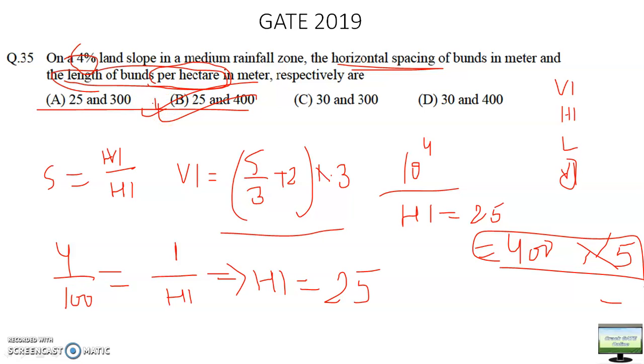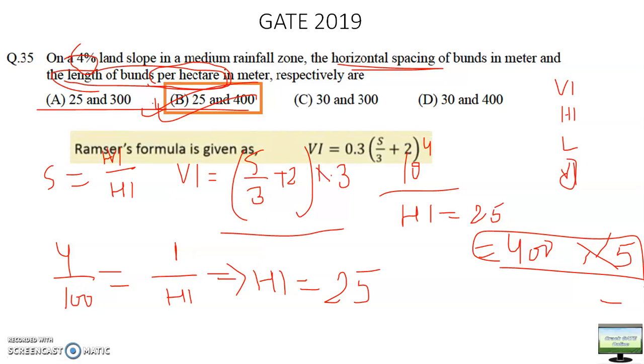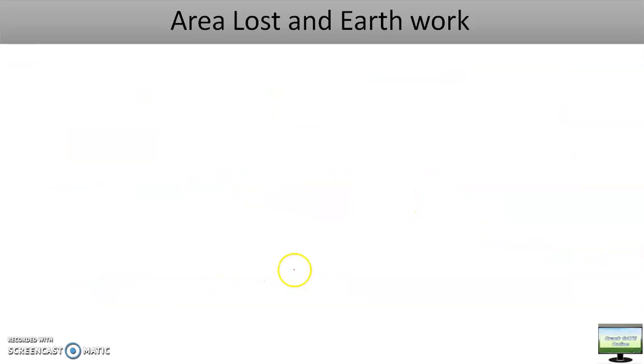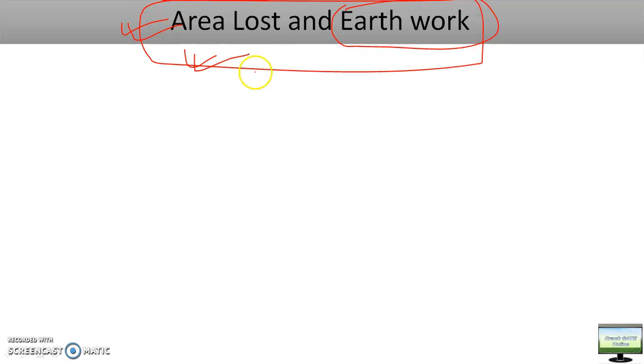So in next question, so I think it is clear now. So this is the formula I used in Ramsar. Option will be B. So in the next video I will discuss about the area lost and what is the earthwork and the problem related with this topic. There is one problem I will discuss with that also.